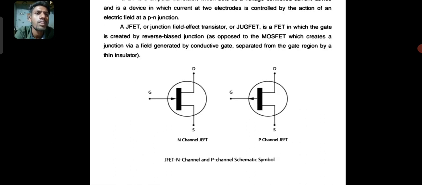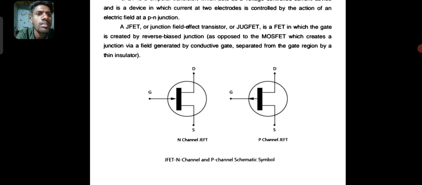It is a device in which current at two electrodes is controlled by the action of an electric field at a PN junction. A JFET, or junction field effect transistor, is a FET in which the gate is created by a reverse biased junction, as opposed to the MOSFET, which creates a junction via a field generated by a conductive gate separated from the gate region by a thin insulator.